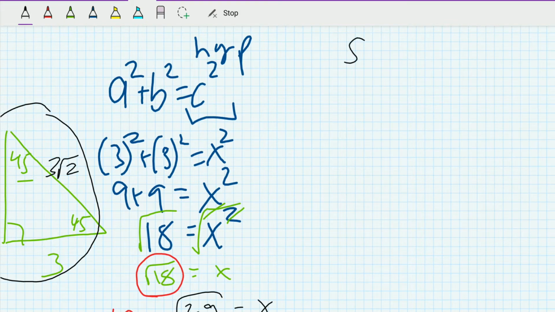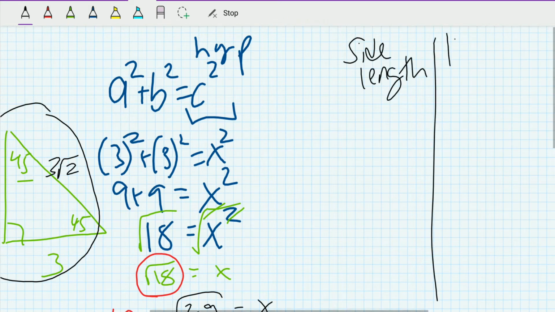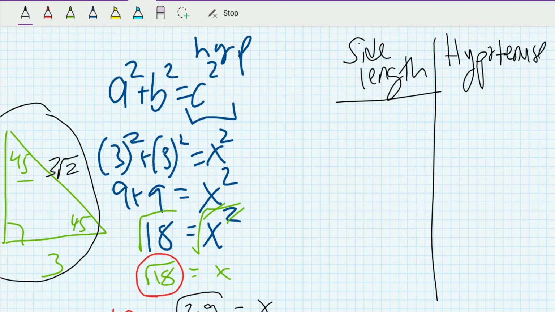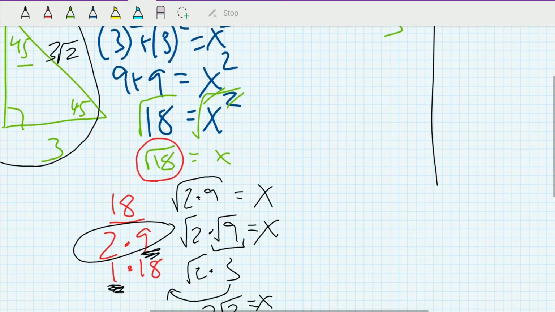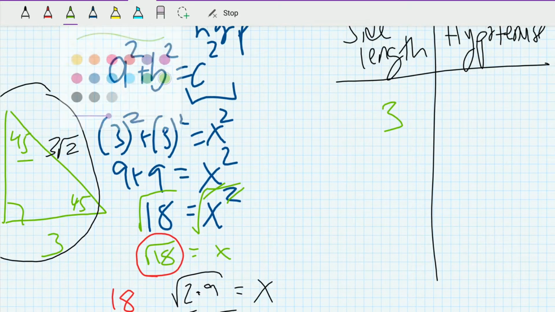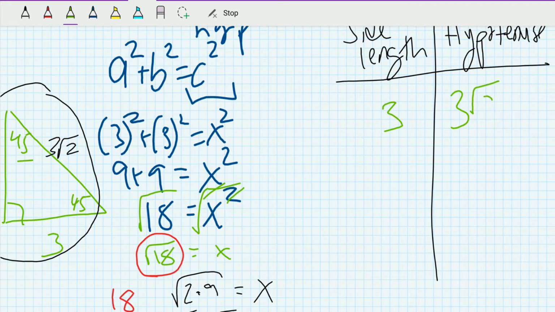So I'm going to put side length, that's where I basically chose the 3. And then I'm going to put, well, what is the hypotenuse equal to? Now, we already did one example where I chose the side length to be 3, and after I did the Pythagorean theorem, did the work for it, I ended up getting 3 square root 2. Okay, and that is our first example, basically.